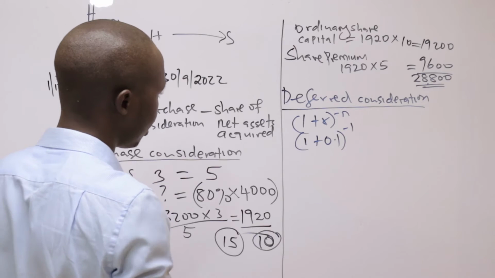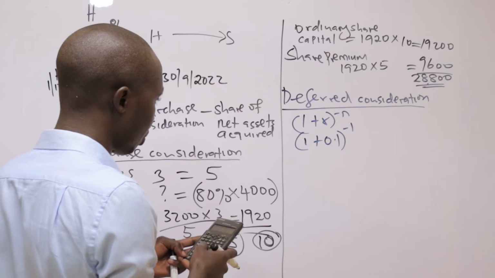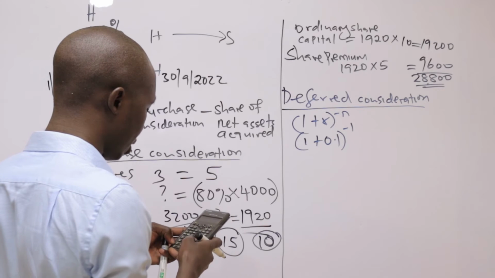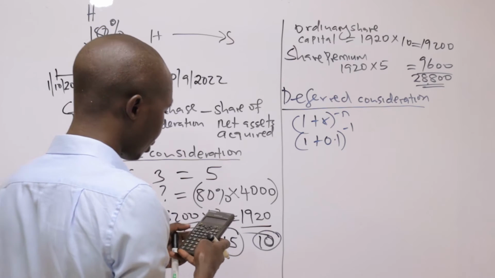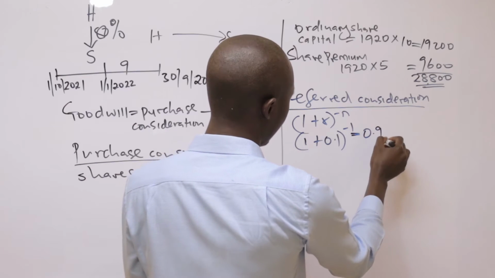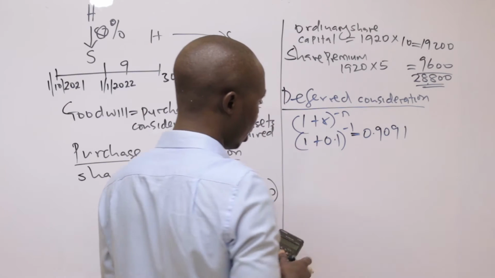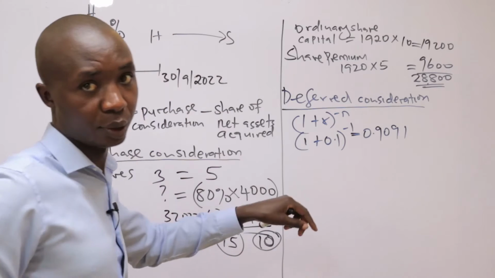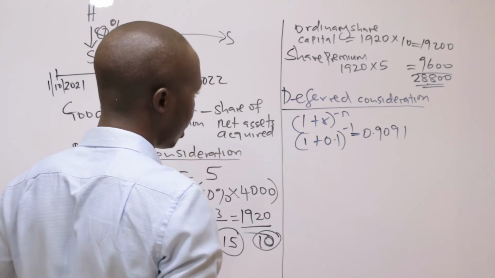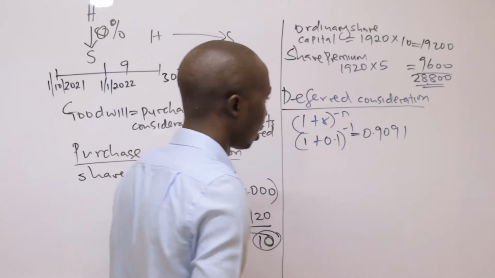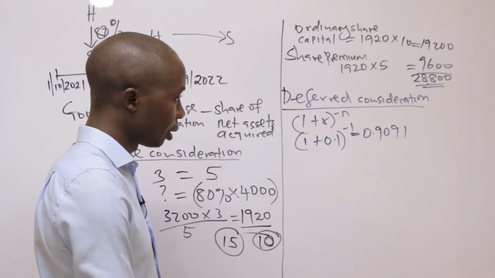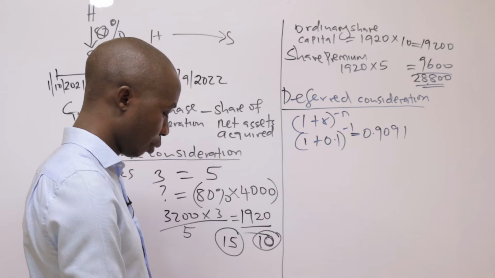If we do that, we arrive at 0 point something, what they have given there. That is 1.1 raised to -1, which equals 0.9091. That is what they provided, because this is not financial management, so they provide it so that you don't struggle. Now how do I discount the additional consideration? It's just the multiplication based on what is provided.